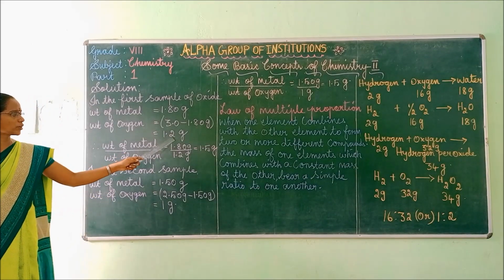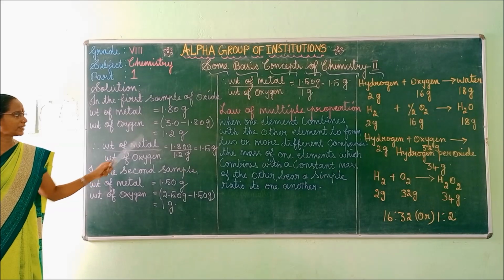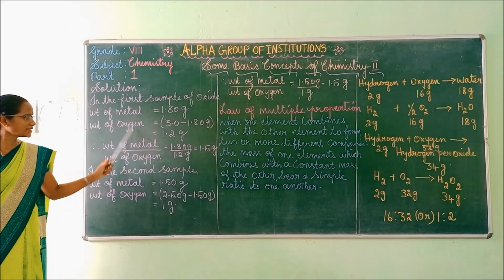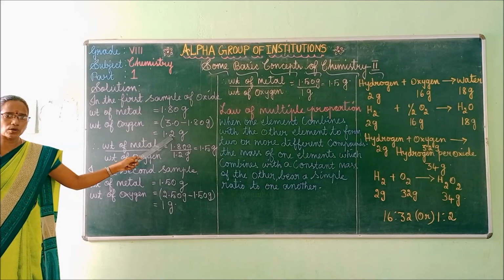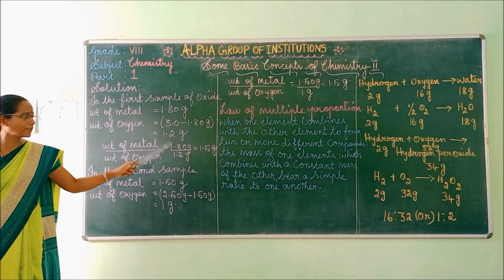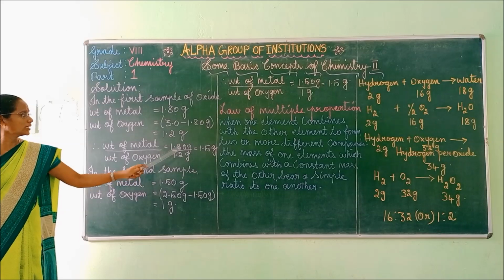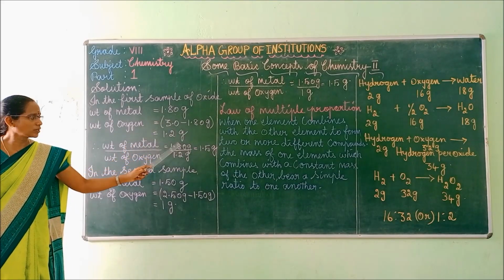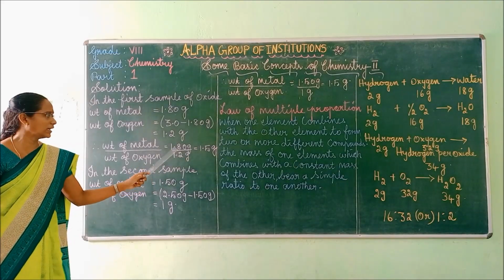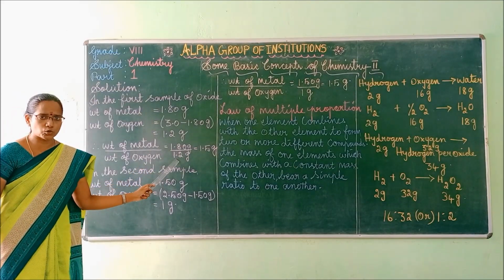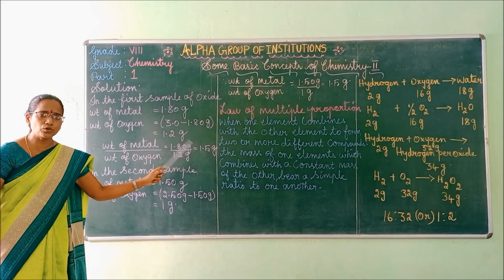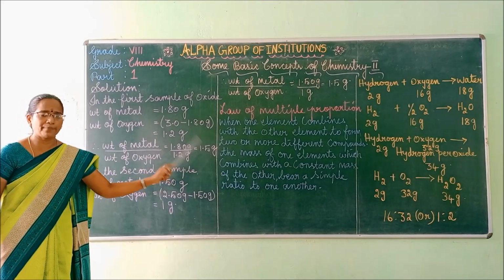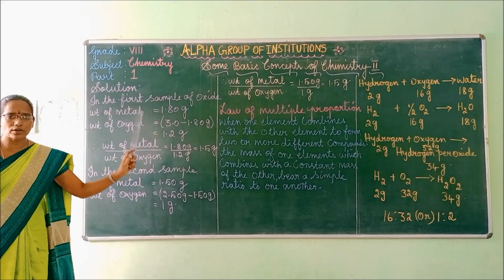So, next step what you have to do? What is the weight of the metal? The weight of the metal is 1.80 gram. Isn't it? What is the weight of the oxygen? Already we got the answer. That is 1.2 gram. If you divide these two, you will be getting the first answer. Ordinary division only, 180 divided by 12, you will be getting 15. Just put the decimal point. So, you will be getting 1.5 gram. So, for the first sample, we got the answer.